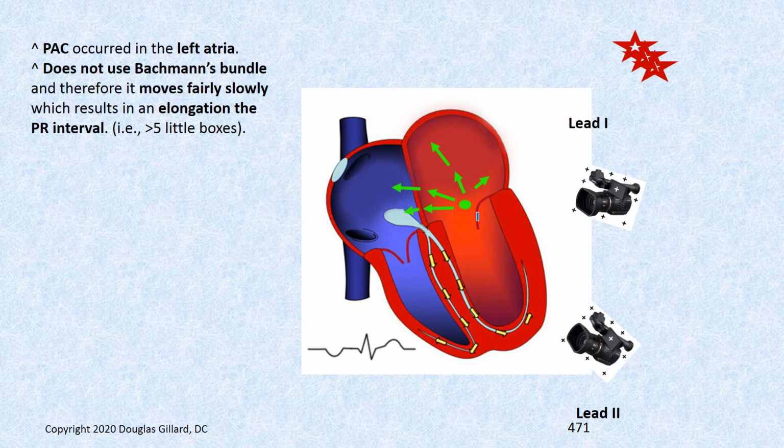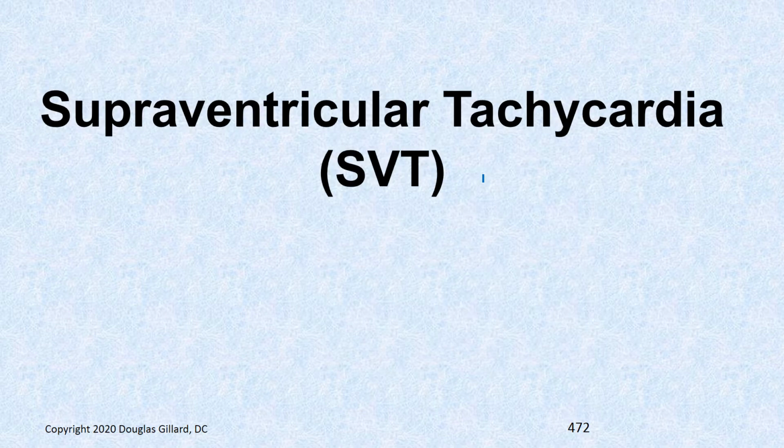All right, and maybe it's coming right here. So limb lead 1 and 2 would see it going away, and it's not using Bachmann's bundle or any of the internodal pathways, so it's taking some time to reach the AV node. All right, that's all we'll say about those.